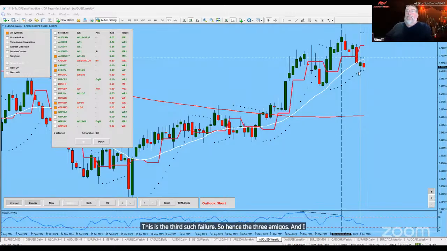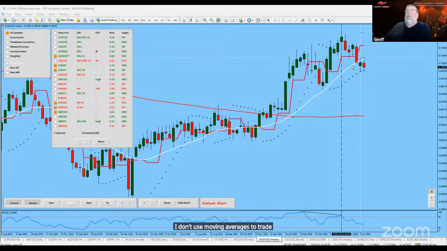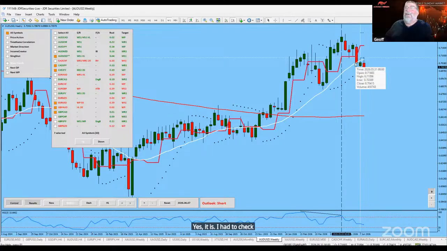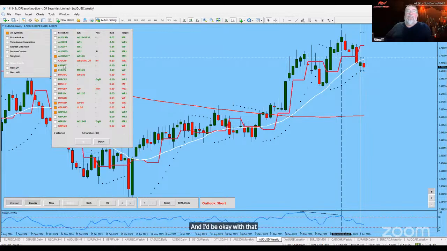And I don't use moving averages to trade normally, but they do give me a directional bias. So I've got this, the 21 moving average, I believe. Yes, it is. I had to check. See, I don't use them too often. But we've broken that, we've retested that. Similarly, last month's monthly pivot, and there is a resistance area through here as well. So that bias looks to be in place, and I'd be okay with that from a technical perspective.